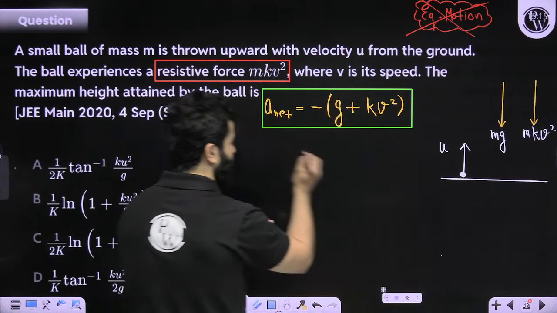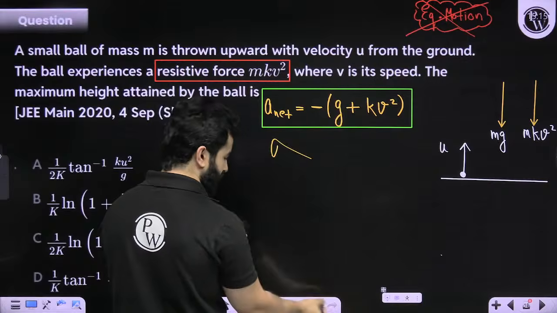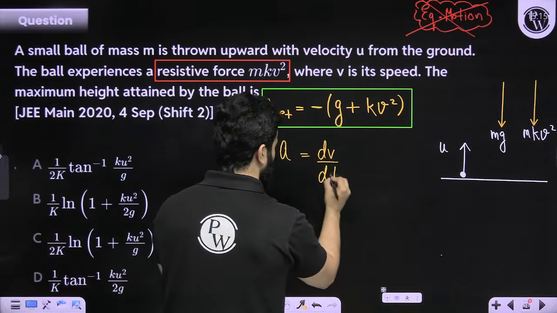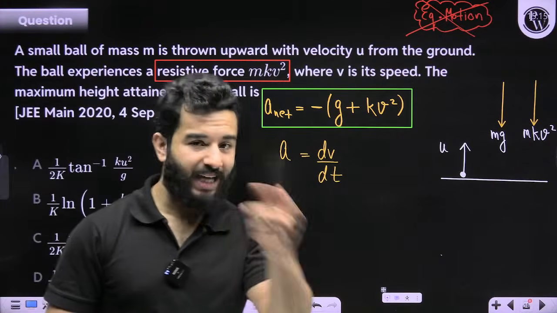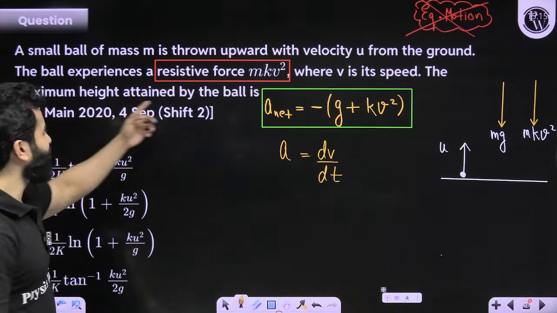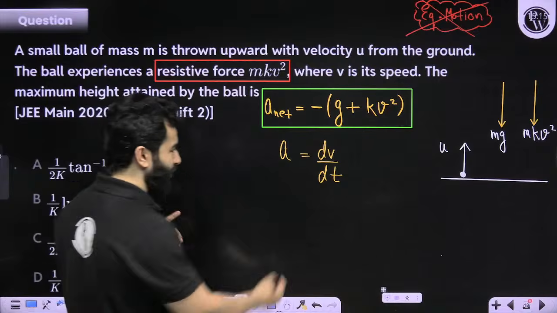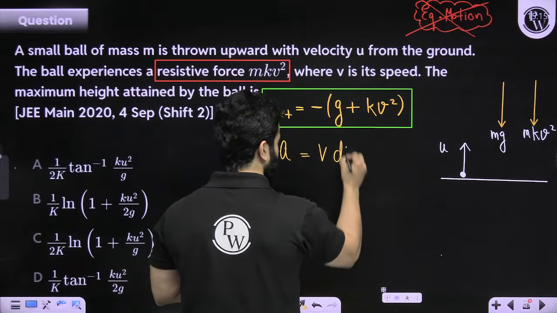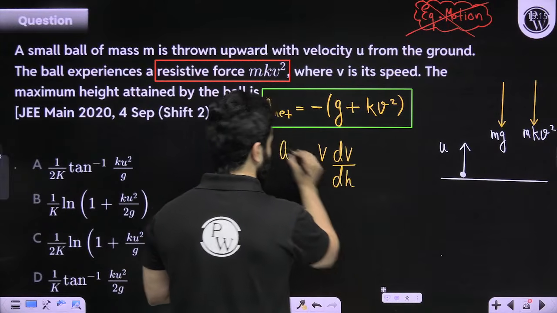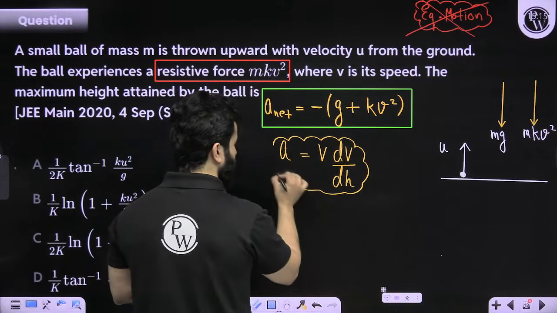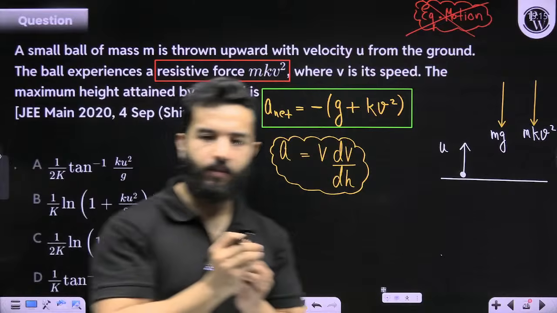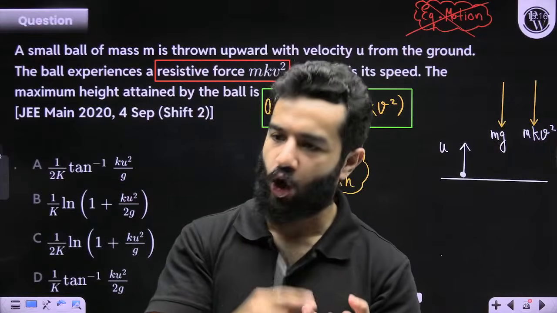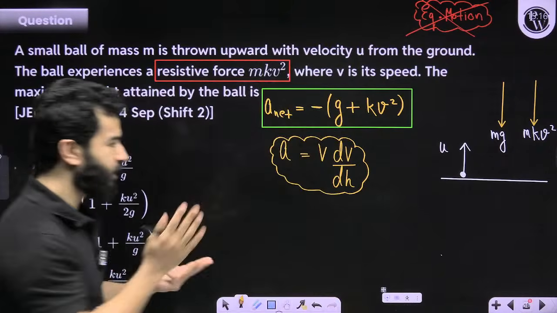Simply write acceleration equals dv by dt. But hold on, they are actually not talking about time. They are saying find out the maximum height attained by the ball. So for maximum height, instead of writing dv by dt, I will write it as v dv by dh. A very important formula. We use this form of acceleration whenever we want to relate velocity and displacement along with acceleration.